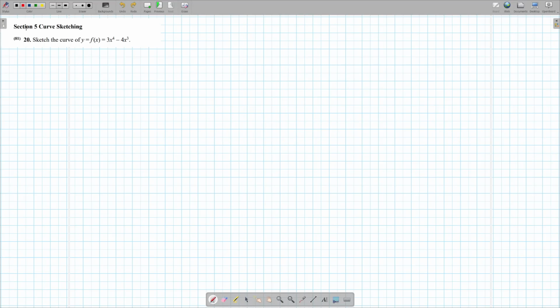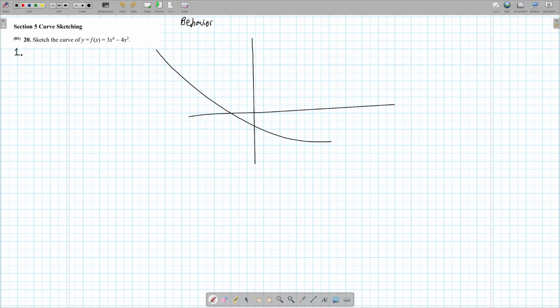So without further ado, let me start. Okay, the first thing we're going to study when sketching the curve, we need to find out some things. The first thing you'll always find out is the behavior. I need to know, as I go to the right, is my function going up or going down? Same thing, as I go to the left, is my function going up or going down? These are the things we need to look at.